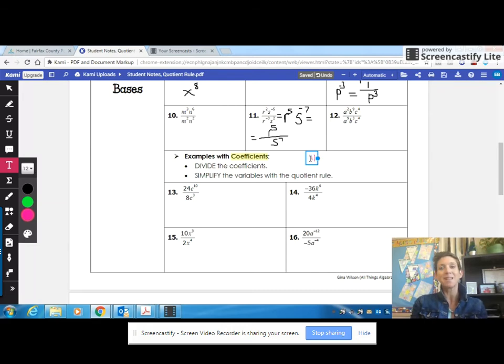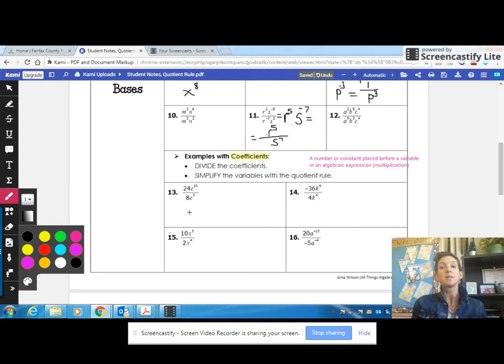A coefficient is a number or constant placed before a variable in an algebraic expression. And the operation that you would use is multiplication. Okay, so that's just in case you don't know what a coefficient is. So when you have examples with coefficients, the first thing you're going to do is divide the coefficients, and then you simplify the variables using the quotient rule.